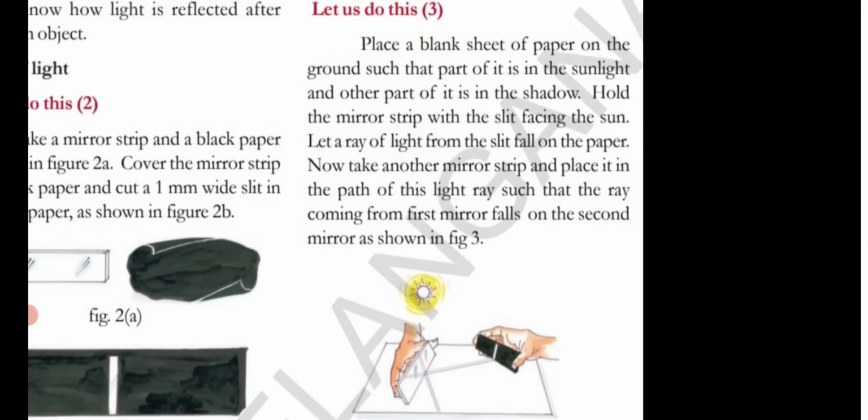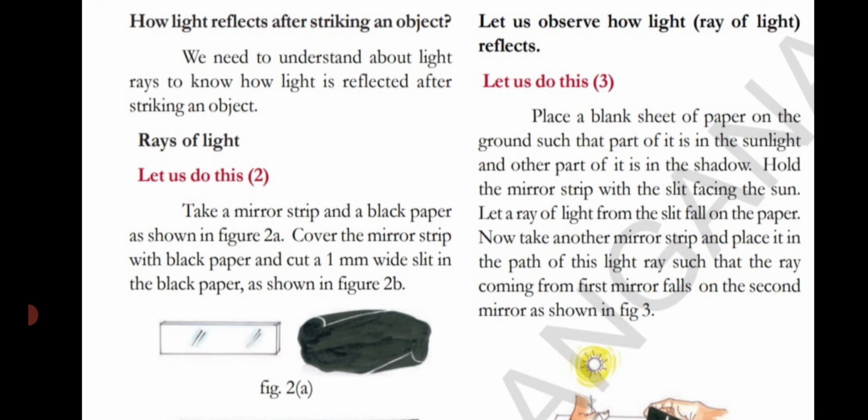Let us observe how the ray of light reflects. Let us do this activity 3. Place a blank sheet of paper on the ground such that part of it is in the sunlight and other part of it is in the shadow. Next, hold the mirror strip with the slit facing the sun. The mirror strip which was covered with the paper, that we have to take now, facing the sunlight where we have the slit. Let the ray of light from the slit fall on the paper.